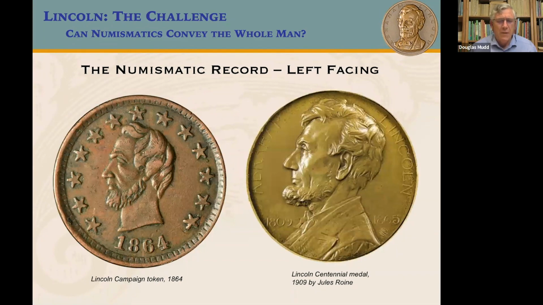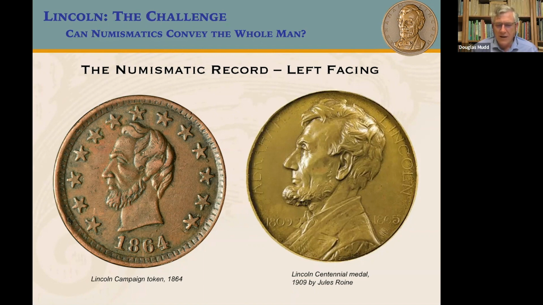Now we go back to some more left-facing images. Here's a Lincoln campaign token from 1864. So this is his second presidential run. And here we have to think that the engraver really didn't spend very much time looking at Lincoln portraits, because this looks more like a generic bearded man. It has very little resemblance to the actual Abraham Lincoln. So it's, again, another campaign token where you have to wonder how much this token would have helped his campaign. It doesn't give an impression of the real person at all.